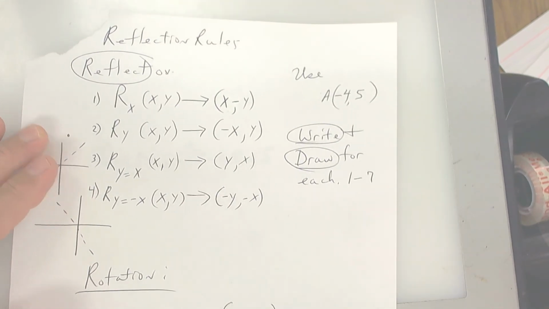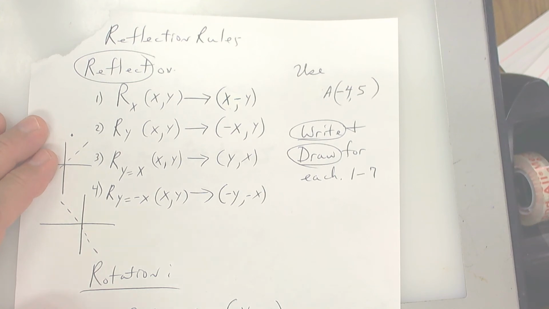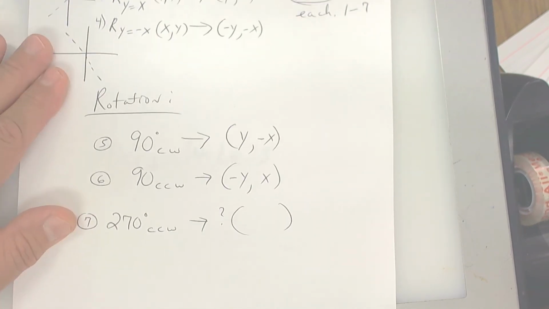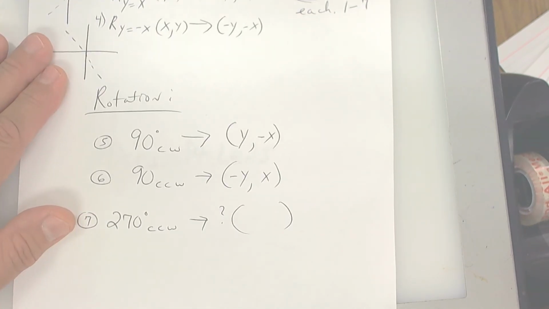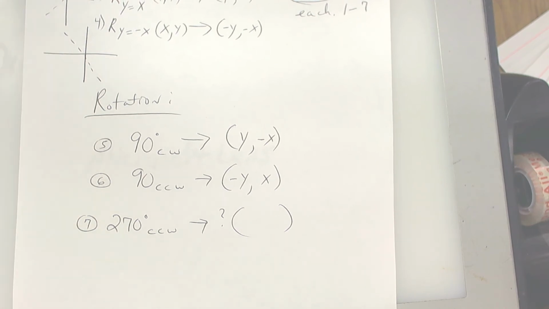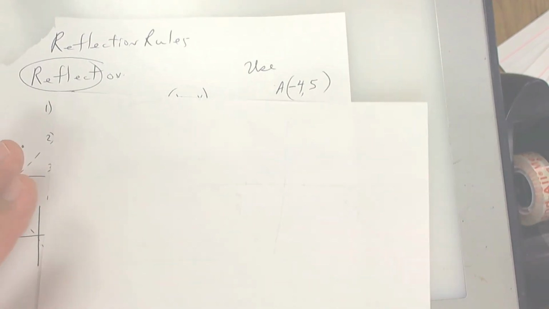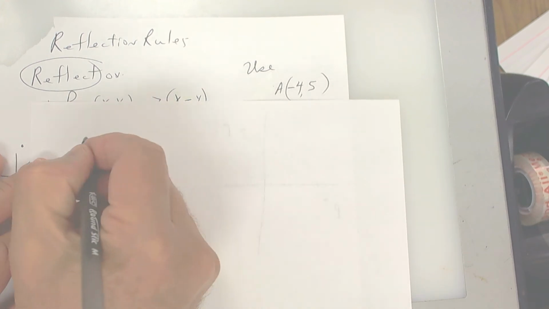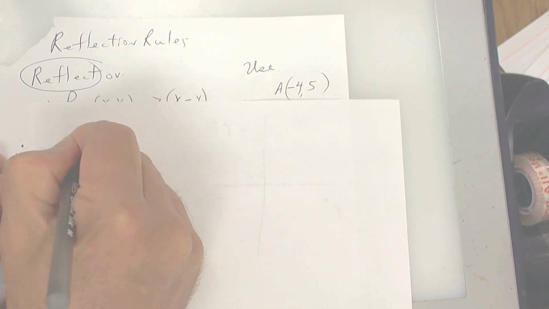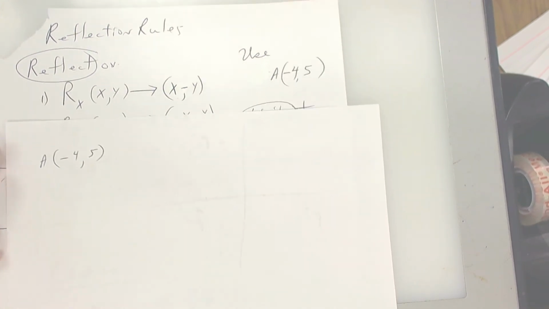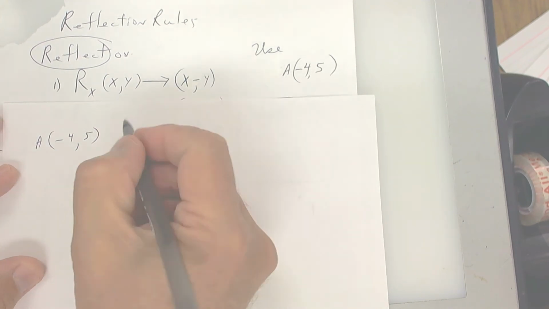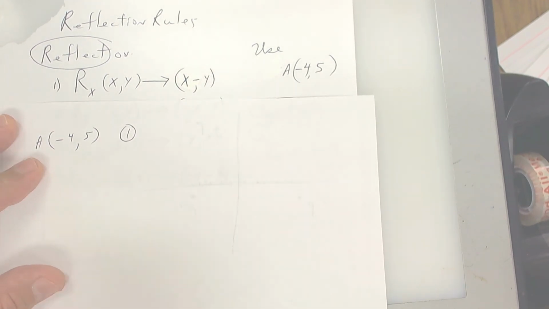All right. Now, before we go any further, I want you to write all of these rules. Remember, your test is on Monday. So these are the rules for reflection. These are the rules for rotation. So copy those down. Now I want you to take this point. So we're going to take negative 4 and 5, point A, and we're going to do each one of these. Okay. So number 1, we're going to rotate it.